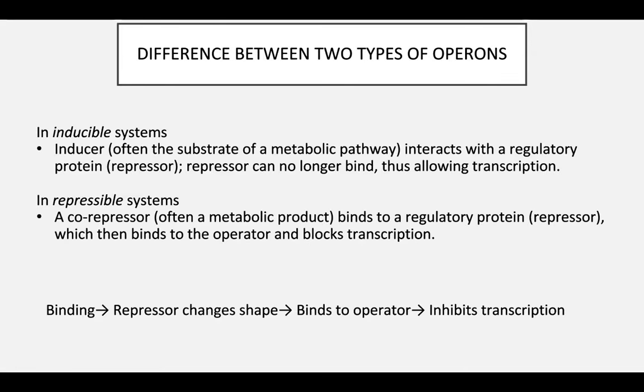You have inducible and repressible systems. For inducible systems, inducers are often the substrate of a metabolic pathway. They interact with regulatory proteins, which are repressors, and repressors can no longer bind, allowing transcription. In repressible systems, co-repressors bind to regulatory proteins, which then bind to the operator and block transcription. So inducible systems allow transcription, repressible systems block transcription.